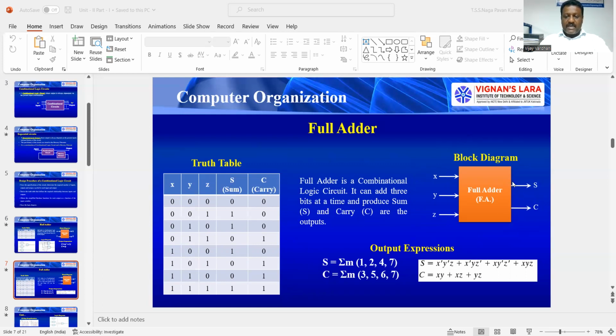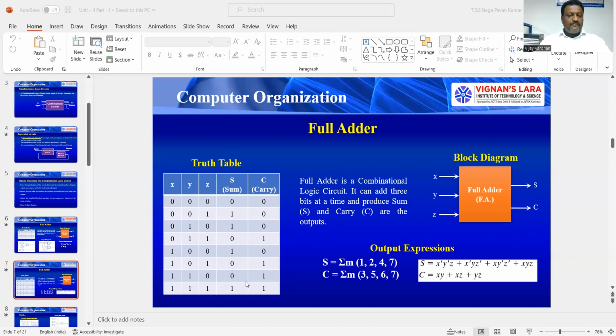So here also, in the block diagram representation, according to the functionality of the full adder, I need 3 inputs. Those are x, y, z. These are the variables or symbols I assign to the inputs. And here there are 2 outputs, one is sum and the other is carry. Here I am applying the symbols S for the sum output and C for the carry output.